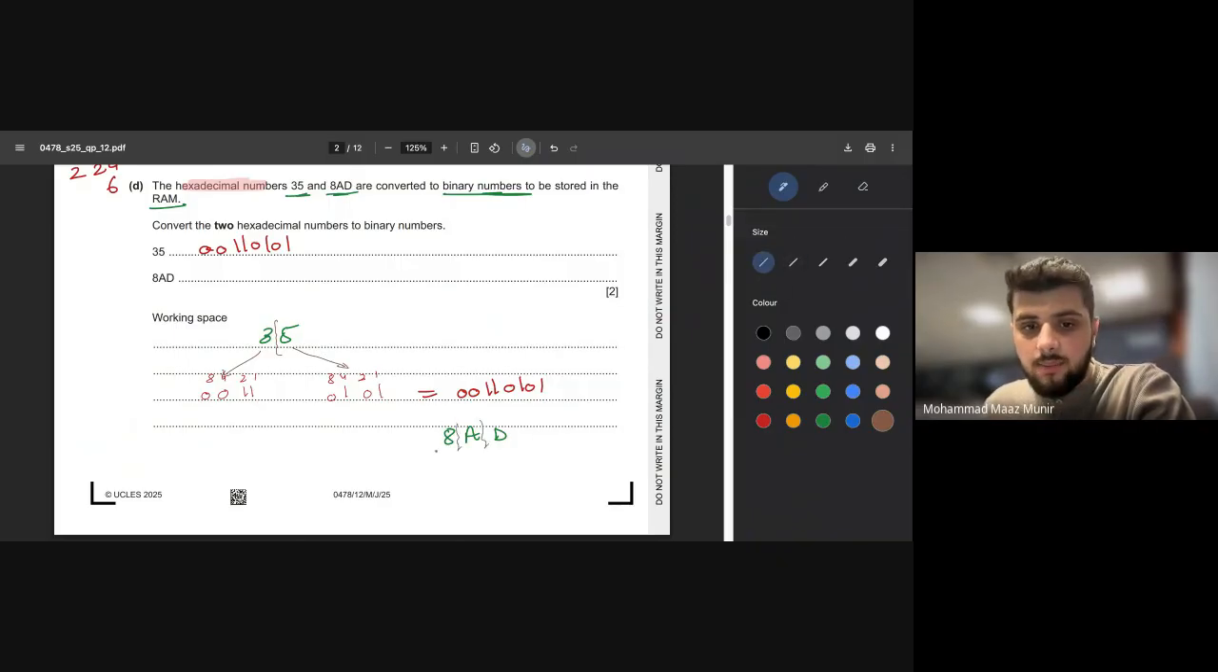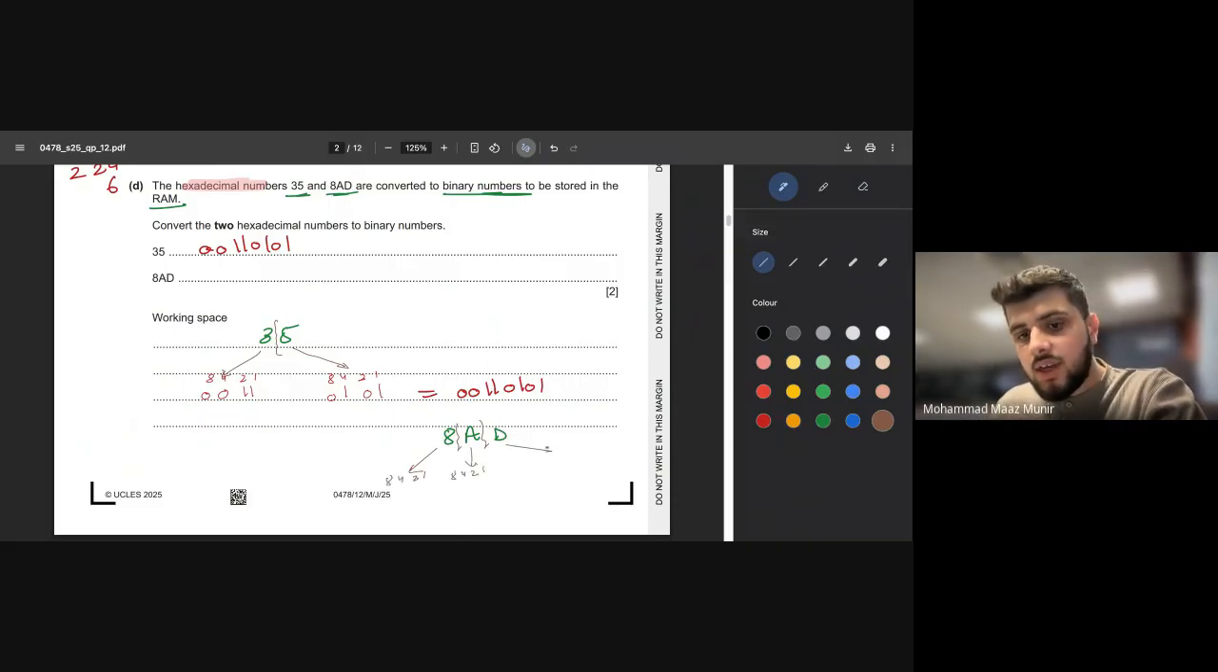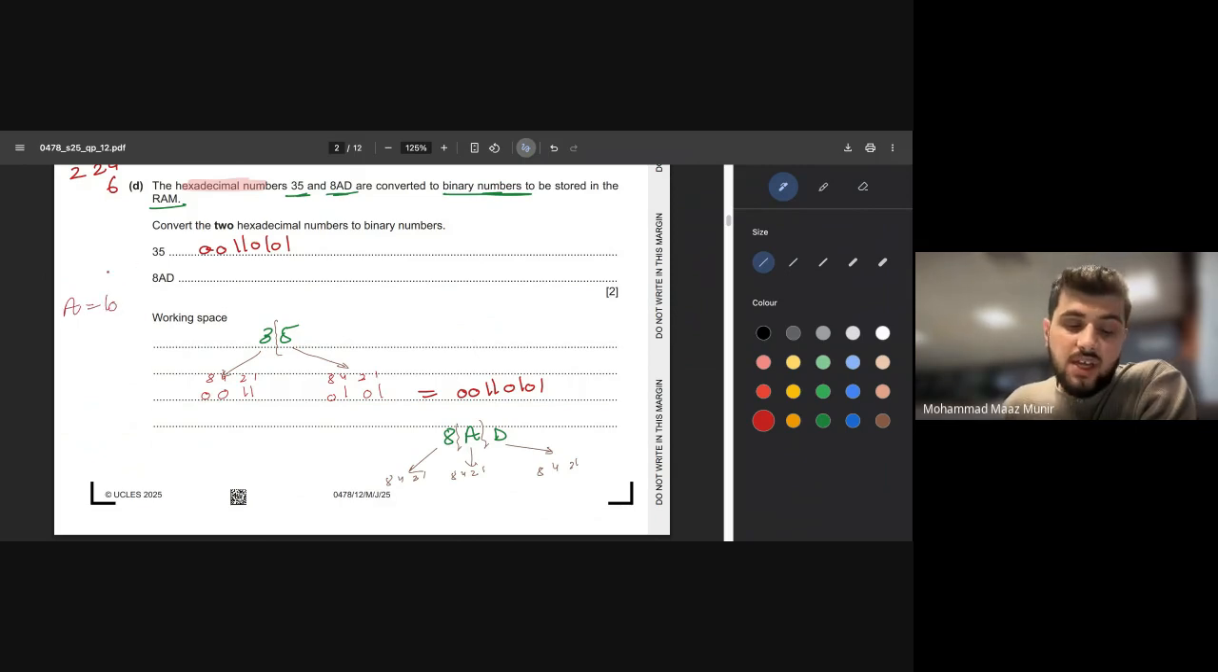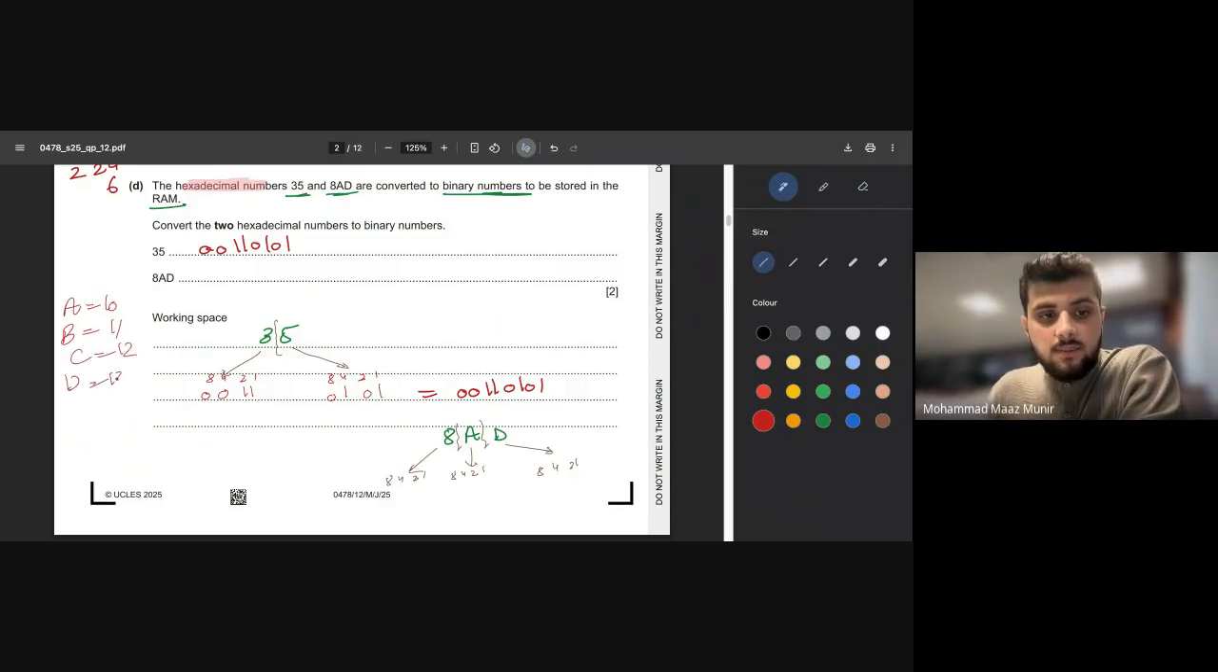Now I'll be like, okay, 8 की मैं यहाँ पे कर लेता हूँ 1 2 4 8. A की मैं यहाँ पे कर लेता हूँ 1 2 4 8. D की मैं यहाँ पे कर लेता हूँ 1 2 4 8. You should not be intimidated by these letters A and D. Just remember, A is the equivalent figure for the denary value 10. B is basically 11, C is 12, D is 13, E is 14, and F is 15.